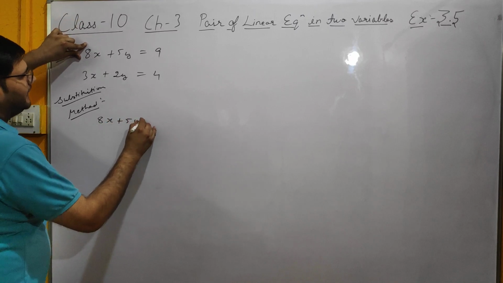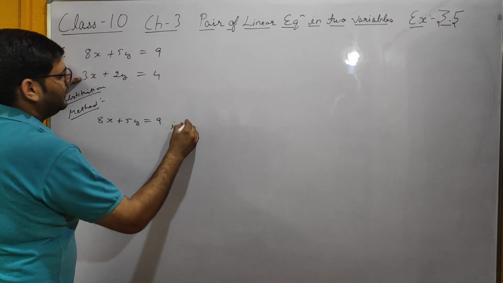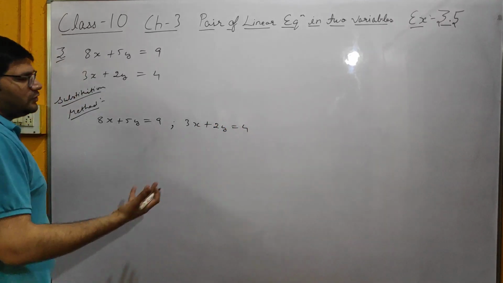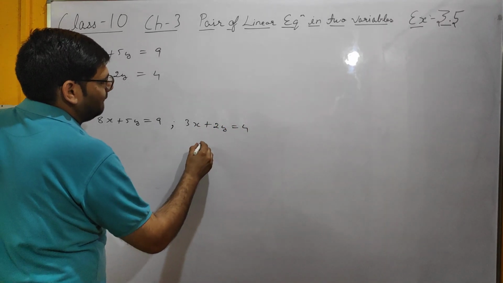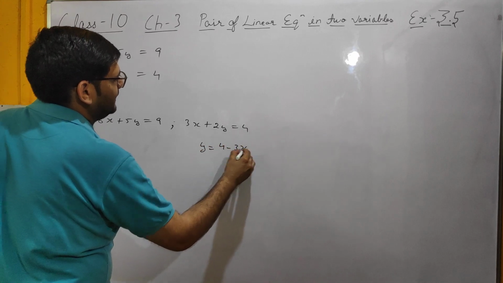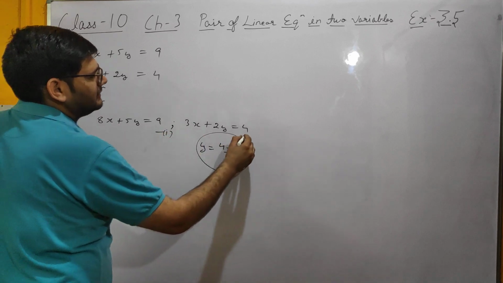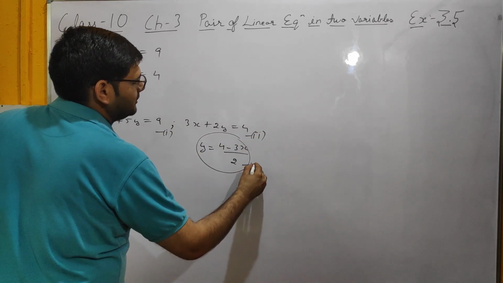8x plus 5y equals 9. On the other hand, it is 3x plus 2y equals 4. Now which value should we take? Let's find out y here. y equals 4 minus 3x upon 2. So the value of y is this. This is our first equation, this is our second equation, this is our third equation.